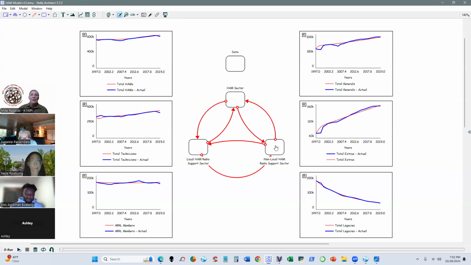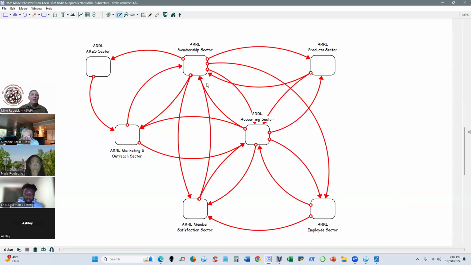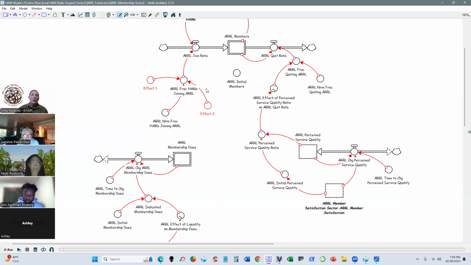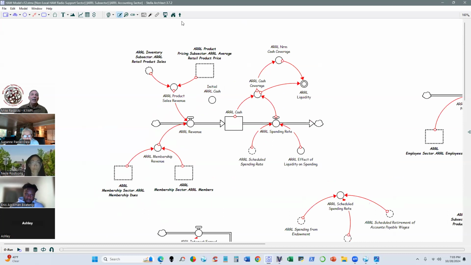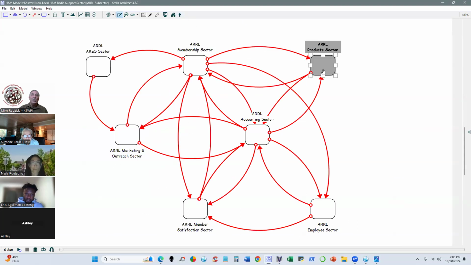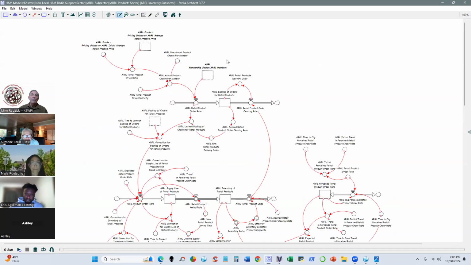And then there's the non-local support sector. So that's your ARRL, social media, YouTube videos and stuff, and ham fests. Okay, and so in here, we got the league, and they have their membership. And what else do I have? I got a little bit of accounting in here. Their financials, they offer products. You can buy their stuff, different products.